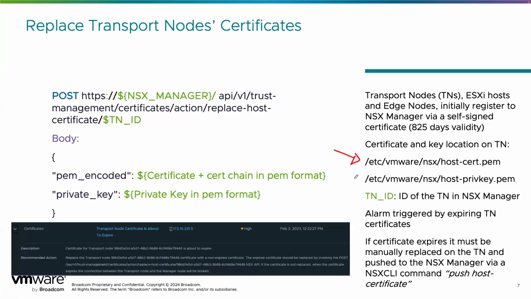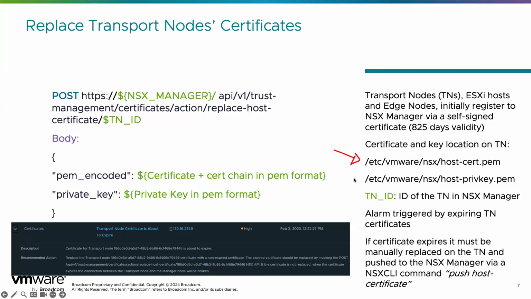Unfortunately, at the moment, there is not an easy way in the UI to see the status of those certificates, but we have alarms. So if there is a certificate on a host that is expiring in 60 days or 30 days, you're going to see an alarm in NSX. But those certificates, again, are not really visible in the UI.